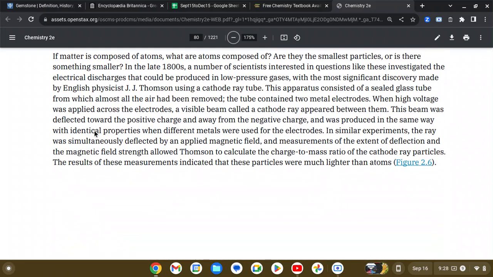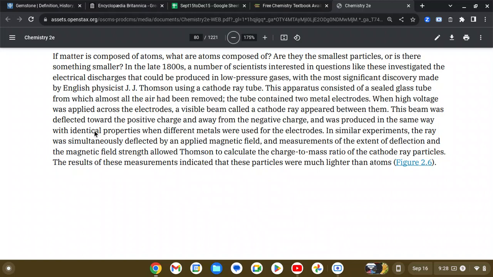If matter is composed of atoms, what are atoms composed of? Are they the smallest particles, or is there something smaller? In the late 1800s, a number of scientists interested in questions like these investigated the electrical discharges that could be produced in low-pressure gases, with the most significant discovery made by English physicist J.J. Thomson using a cathode ray tube.